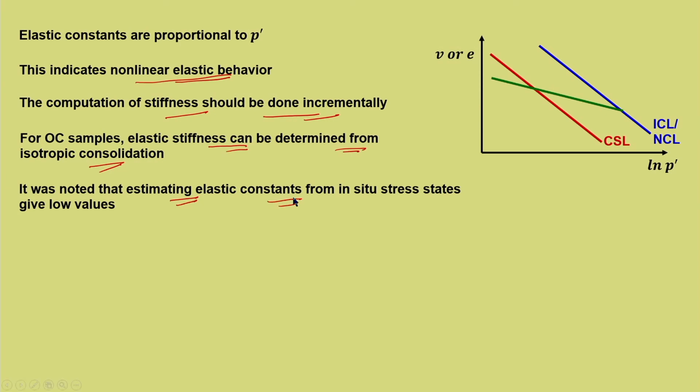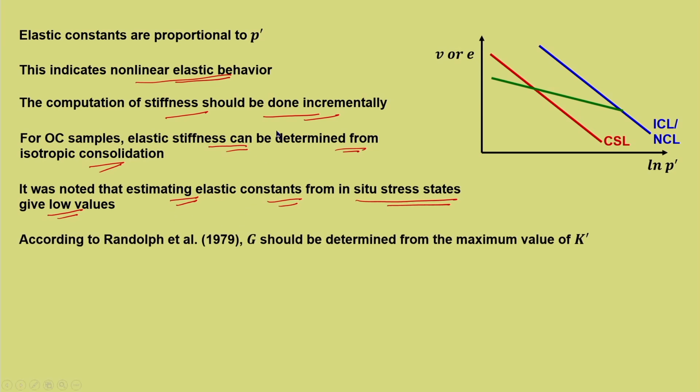So, it was noted that estimating elastic constants from in situ stress states gives low values. That means, whatever we determine based on the in situ stress state will give low values of elastic constants. So, according to Randolph in 1979, he suggested that G should be determined from the maximum value of K dash. Now, what is meant by maximum value of K dash? Maximum value of K dash means it should correspond to maximum p dash.